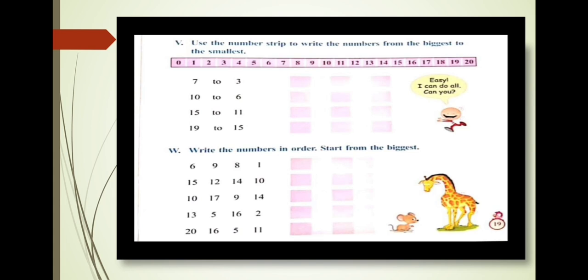Then, the number smaller than the number 9 is the number 8. So, it will come in the second box. And the smallest of these three numbers is the number 7. So, it will come in the third box. In this way, you can solve the rest of the examples.